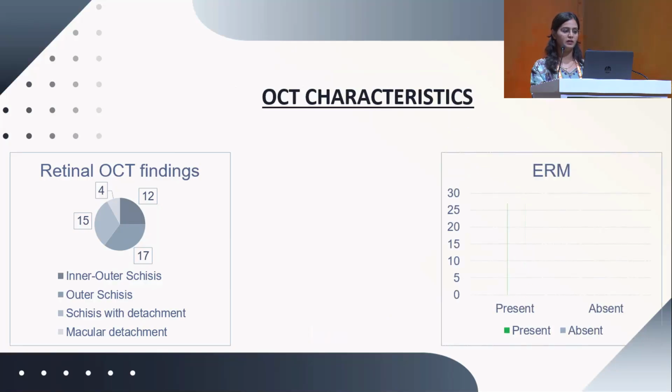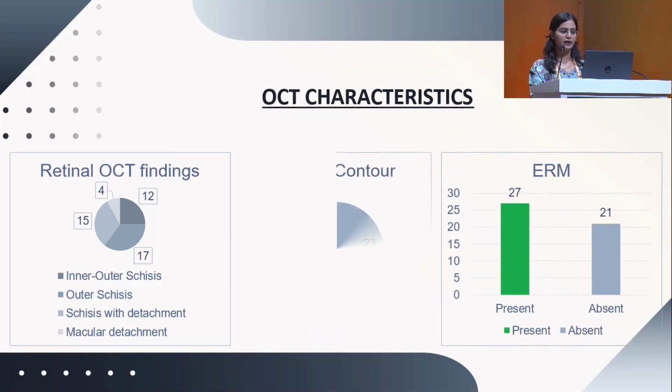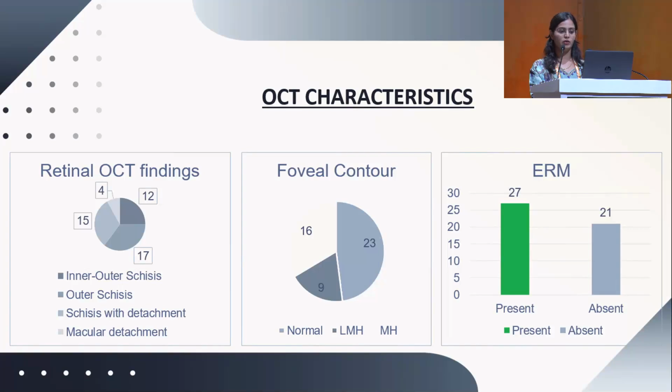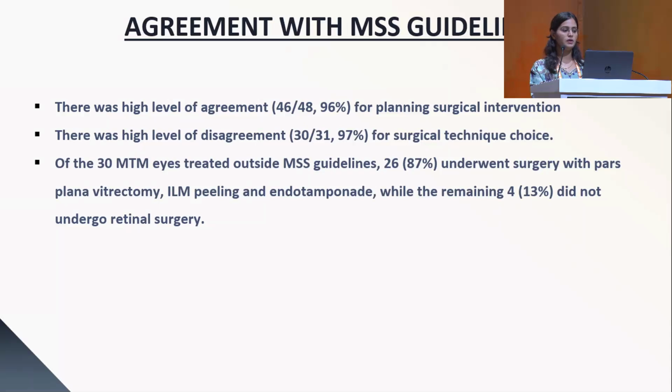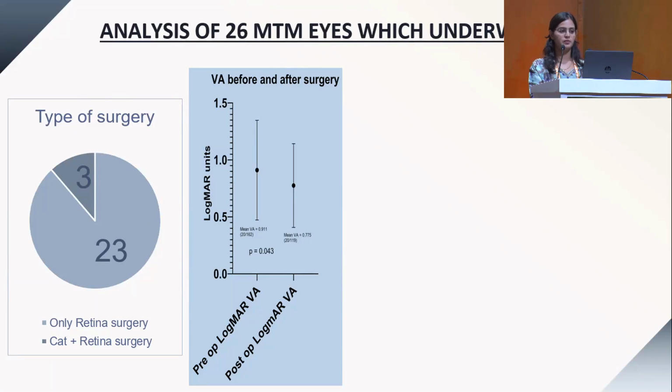The following pie chart represents the retinal OCT findings as well as the foveal contour. 27 patients had ERM, whereas there was no ERM in 21 patients. There was a high level of agreement for the planning of the surgical intervention. However, it was seen that there was a high level of disagreement for the surgical technique of choice. Of the 30 eyes that were treated outside the MSS guidelines, 26 underwent pars plana vitrectomy with ILM peel and endotamponade, while 4 did not undergo the retina surgery.